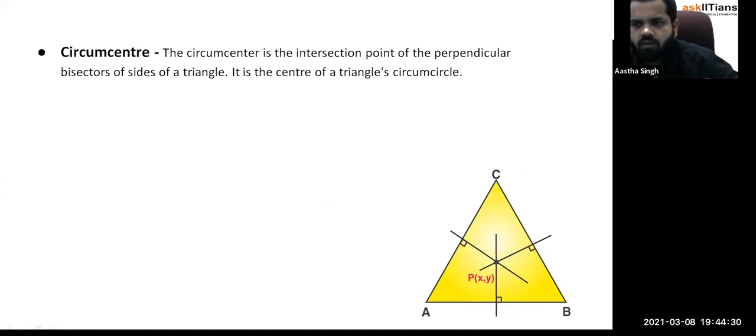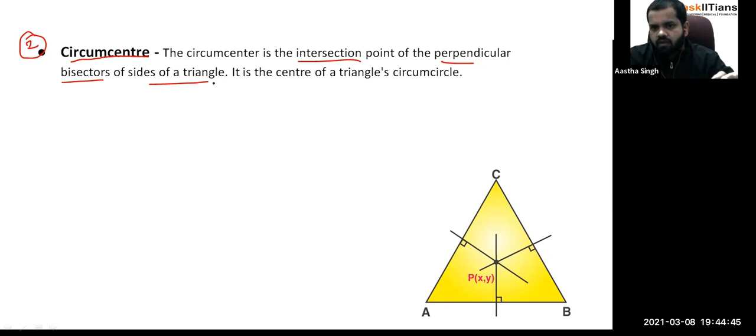So guys, the second most important point is your circumcenter. What is the circumcenter? The circumcenter is the intersection point of the perpendicular bisectors of the sides of a triangle. These are the perpendicular bisectors.